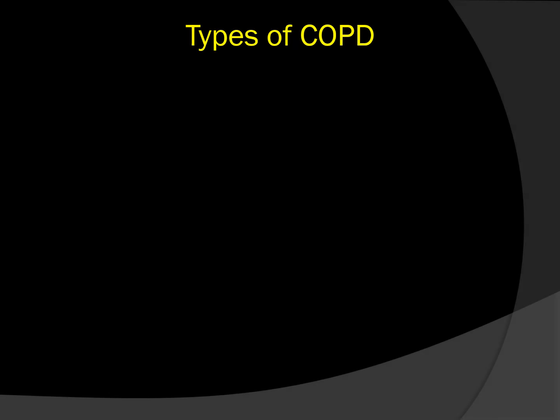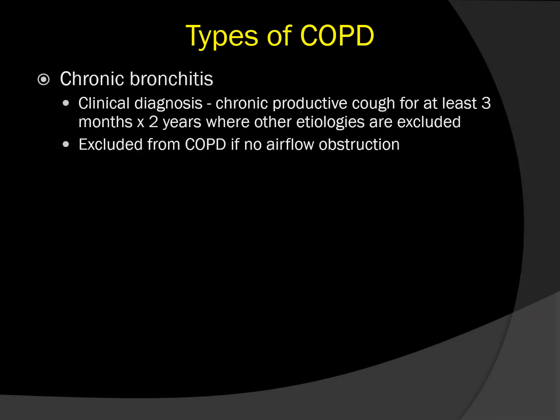So let's go over types of COPD. Chronic bronchitis is the main type in smokers related to cough. In chronic bronchitis, we have chronic productive cough for at least 3 months for over 2 years or longer, where other etiologies of cough are excluded. We don't include chronic bronchitis in COPD if there is no airflow obstruction.